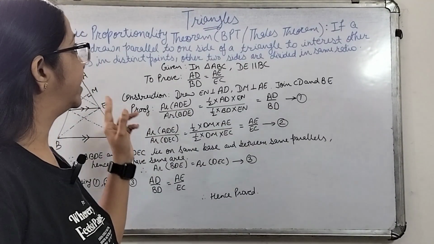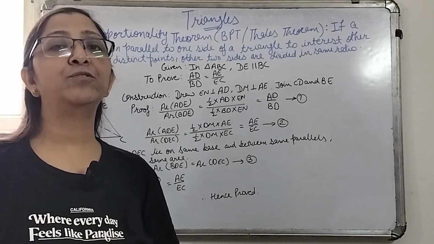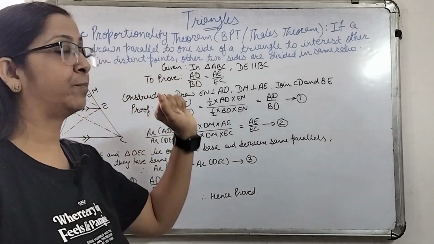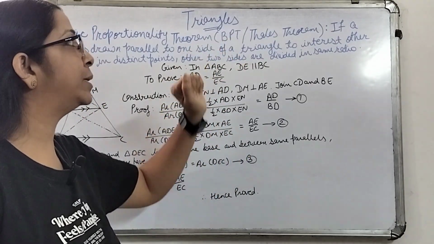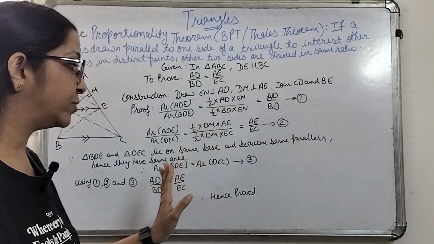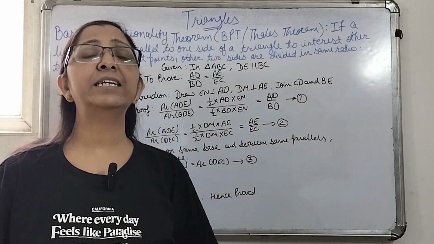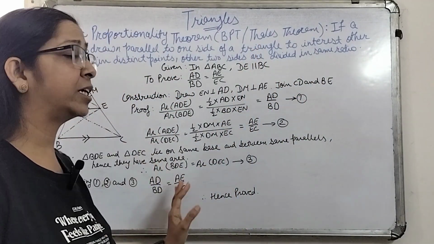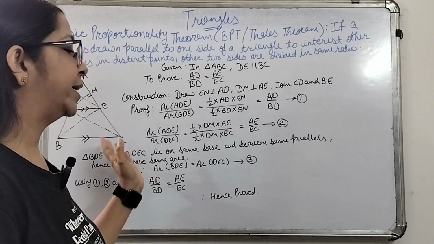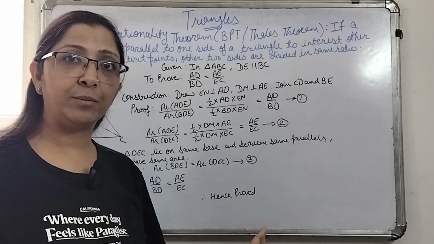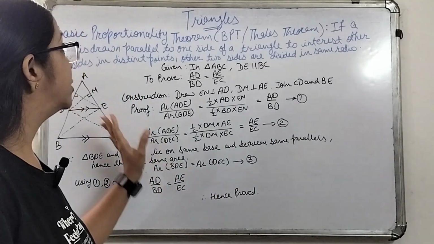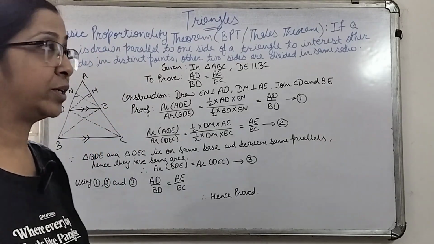Before coming to the criteria of similarity, let's see one of the very important theorems, that is the basic proportionality theorem. It is abbreviated as BPT, and it is also known as Thales theorem. The derivation of this is very important, and directly or indirectly it is asked in most years. In the board examination, it is always asked, either directly to prove the theorem, or sometimes in a question it is asked to solve it. So it is very important, please focus over here.